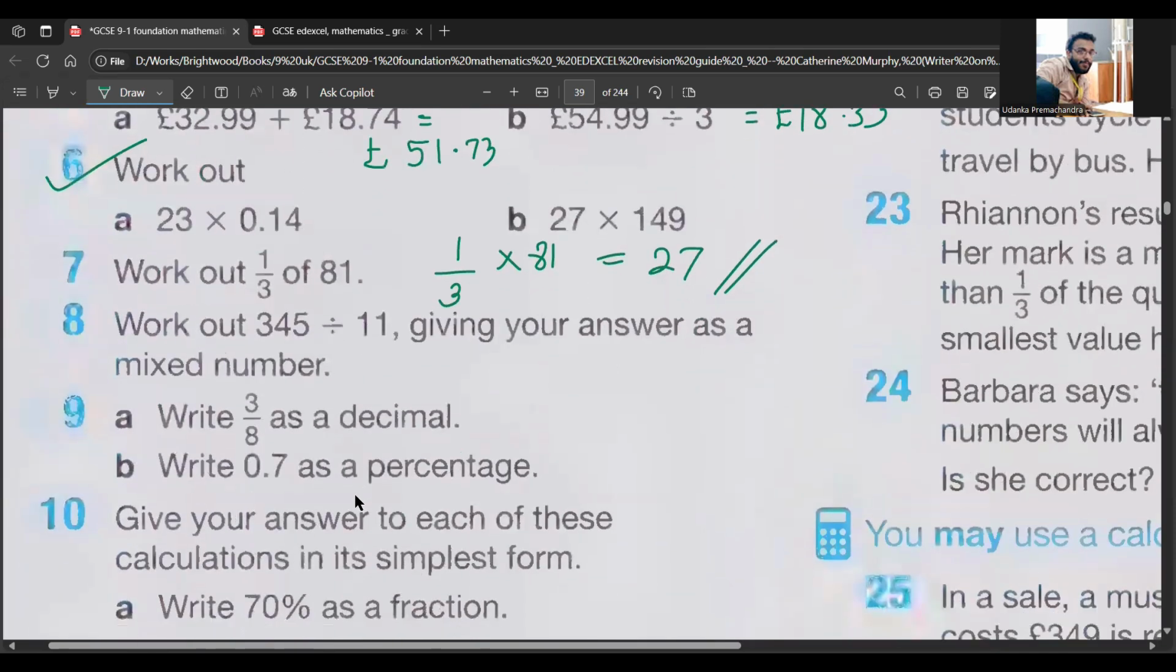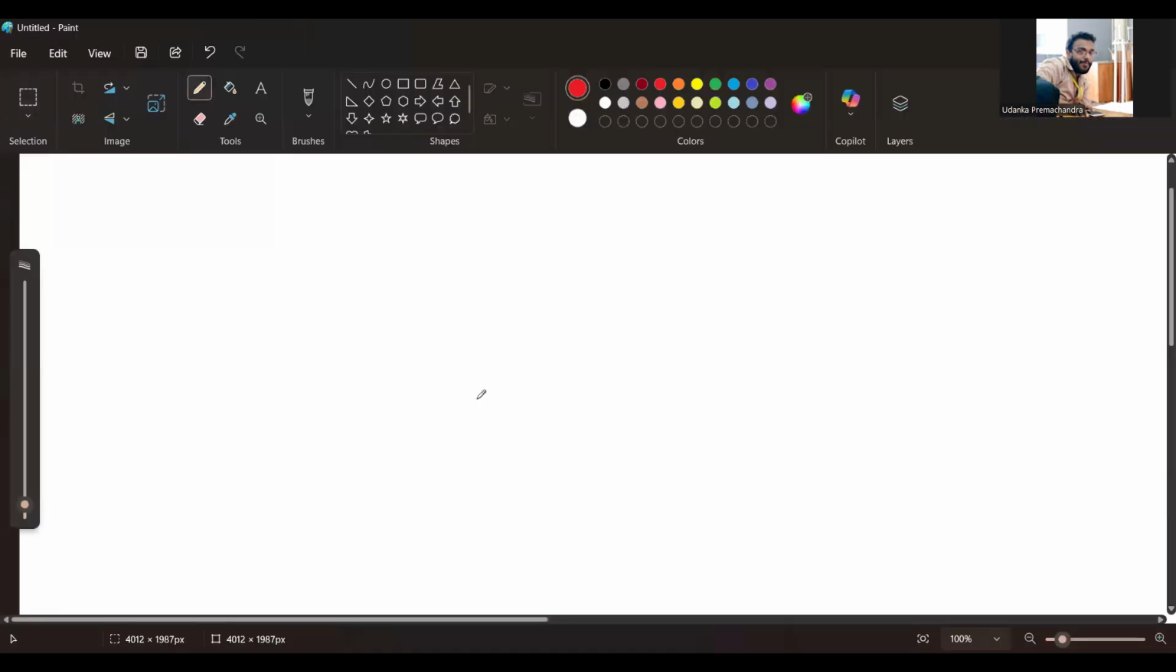Okay, continue. Next question. Here they are asking 345 divide by 11. You have to write it as a mixed number. Okay, right. 345 divide by 11. If you want, you can write it like this, 345 divided by 11. For 34, it's 3.